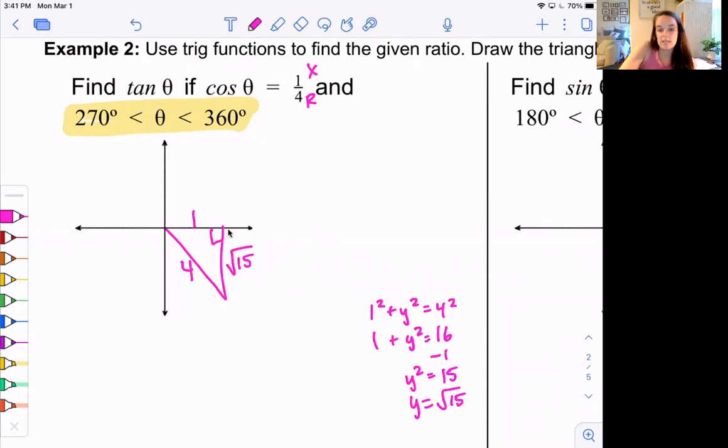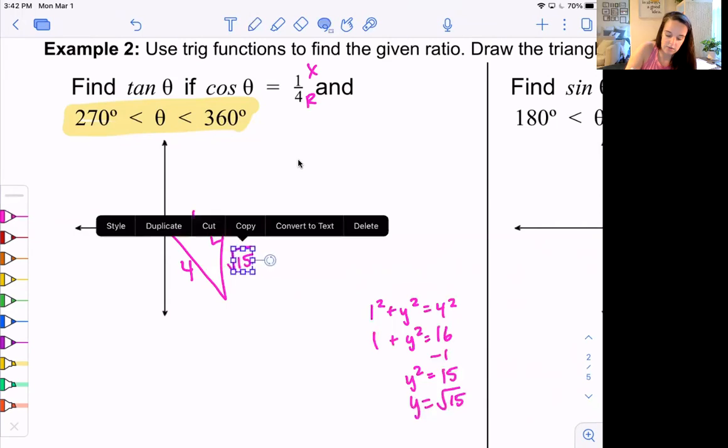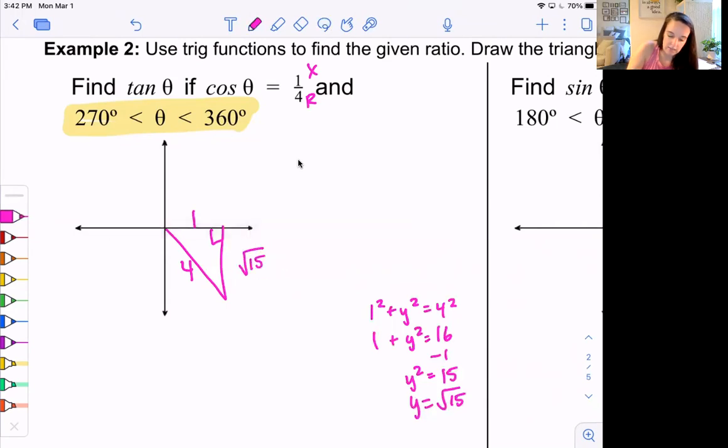Notice one thing, since it is y and it's headed down, right? It's in the downward direction. It's not just going to be square root of 15. It's actually going to be negative square root of 15, right? So something to keep track of here. So now I have all 3 sides, so I can find what they want.